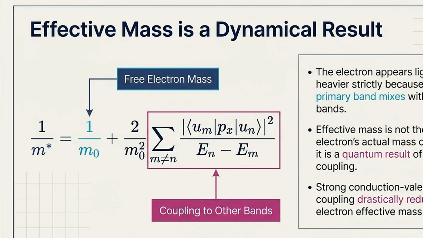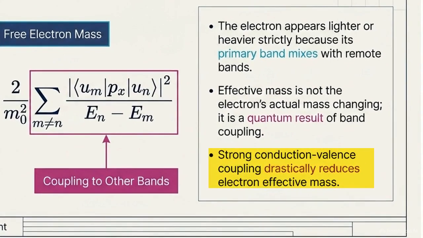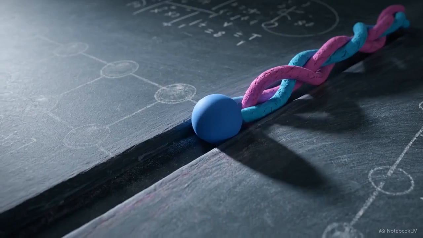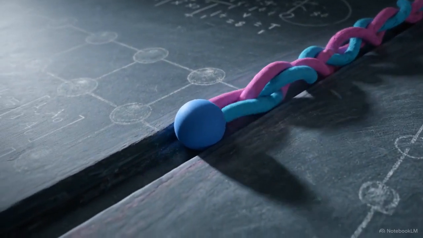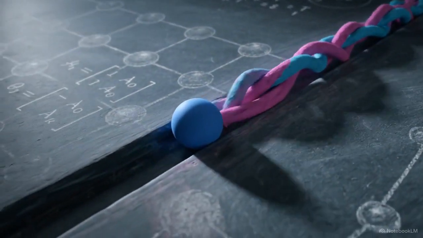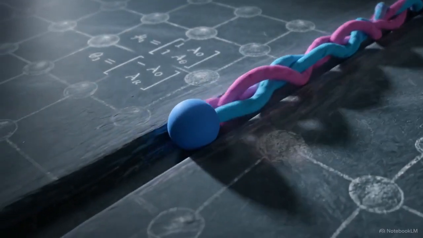Consequently, the massive reduction in electron mass is driven specifically by strong conduction-valence coupling. An electron only behaves lightly because its energy band is actively mixing with others. The mass itself is a direct byproduct of this level repulsion.